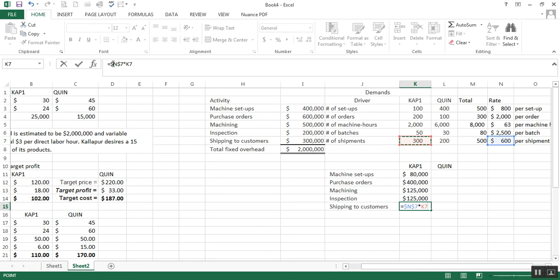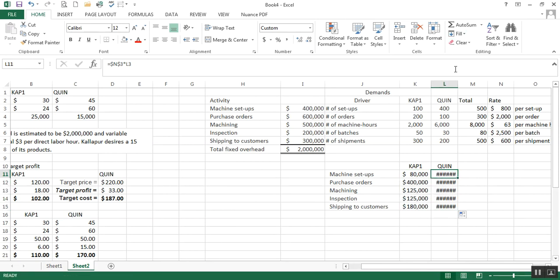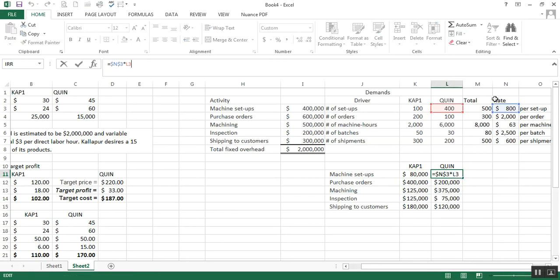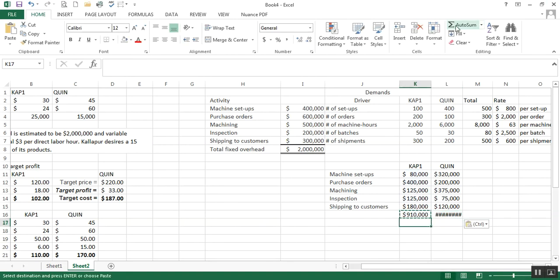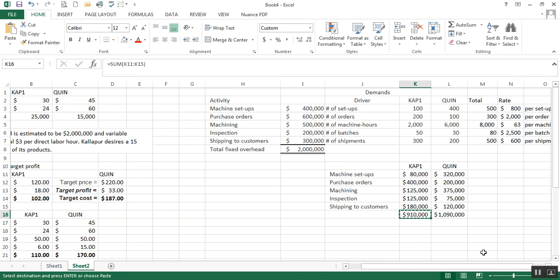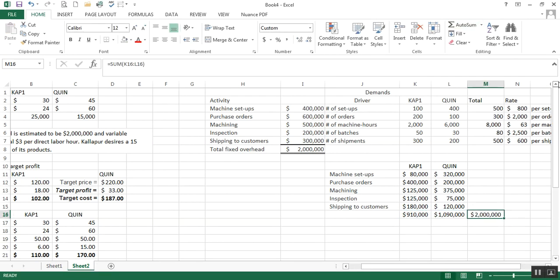What that means, when there's a dollar sign, is that it's always going to direct to column N and row 7. So now I can just copy this formula over, and you'll see that it kept the rate and just moved over to the Quinn side. So now we have our total costs for the products. Okay, so our total fixed overhead is $910,000 for KAP1 and $1.9 million for Quinn. This should always equal your total. In this case, it's the $2 million.